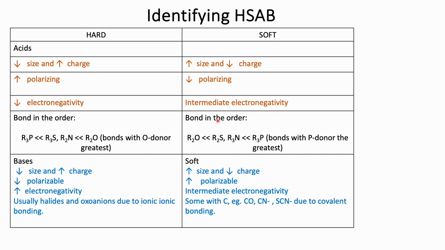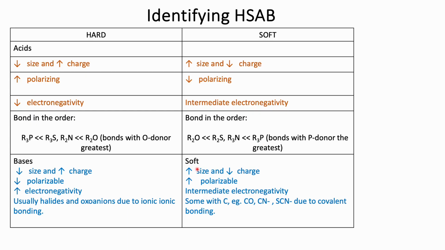In terms of bond order, you start with your oxygen, sulfur, nitrogen, with phosphorus being the greatest now because phosphorus is a big atom. Remember that soft should have large size now, so it makes sense that phosphorus should have the most covalent character in the series because it is a lot bigger na than your oxygen. Oxygen is the most electronegative. Phosphorus is the biggest atom.